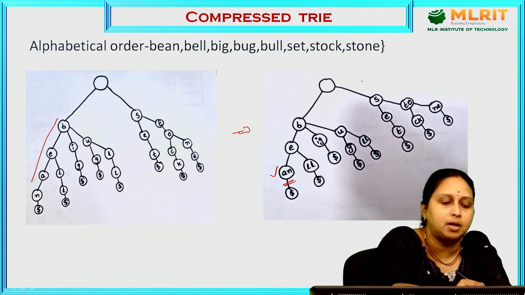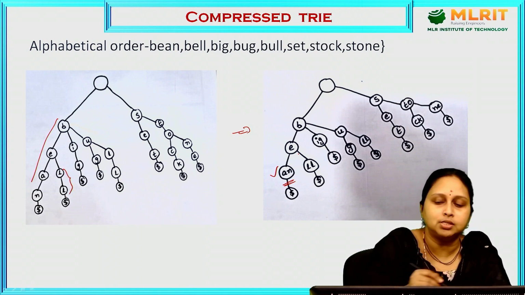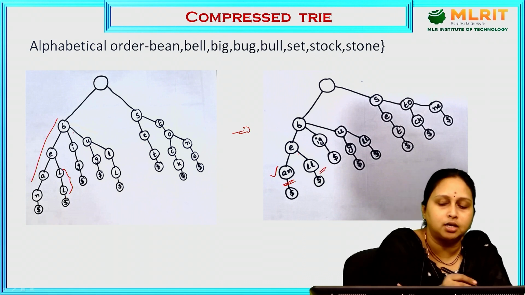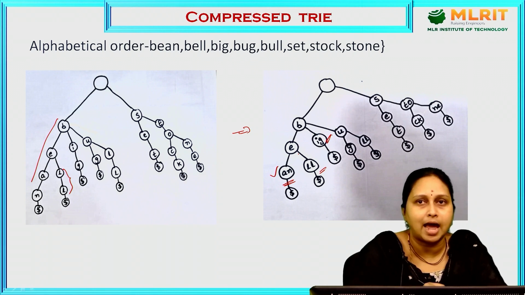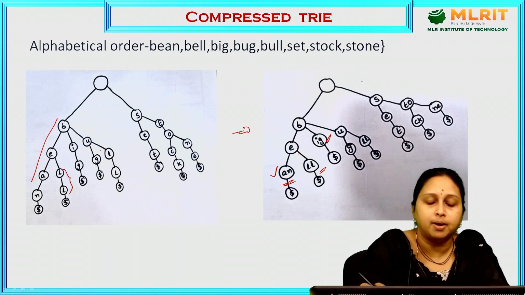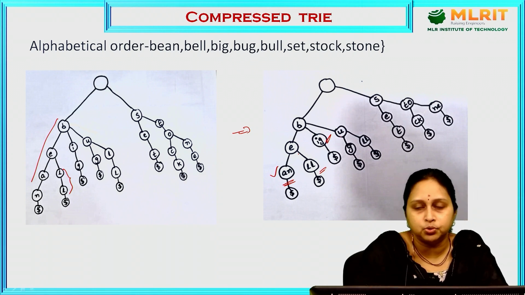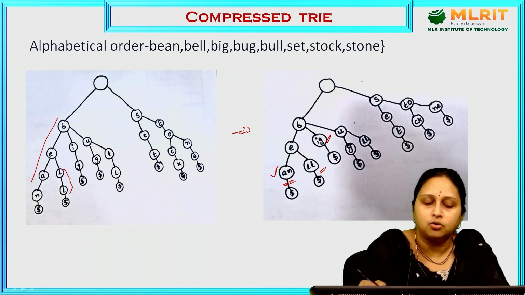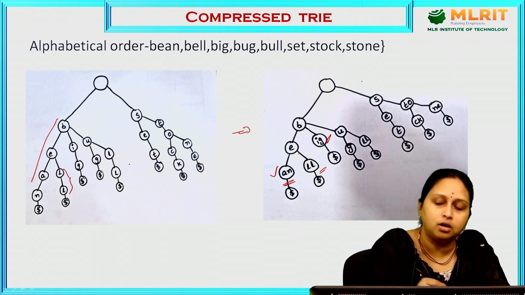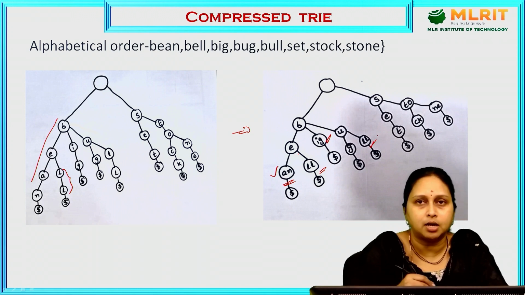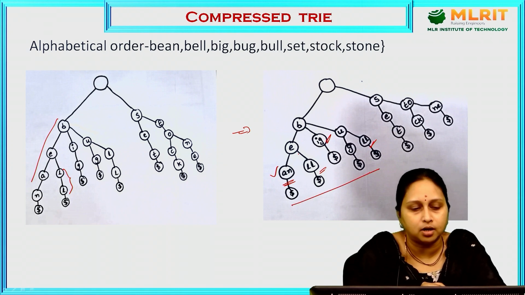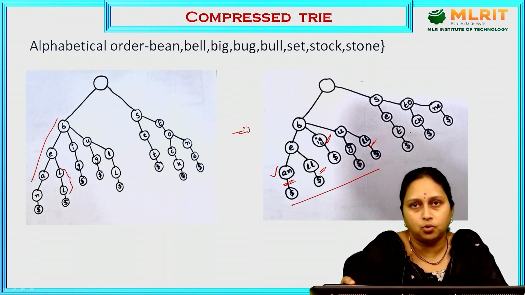At the same time B-E-L-L, these two things can be compressed. L-L can be compressed. And if I look at big, we can compress IG. And bug can't be compressed. Why? Because U is extended for another string also, so we can't compress it. Now if you look at bull, B-U-L-L, yes, L-L can be compressed. At every end we are going to represent the dollar. And can we compress the set? No. Why? Because it is a single one, you can't compress it.